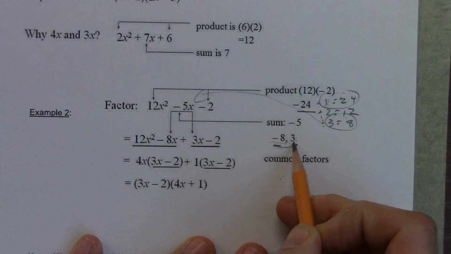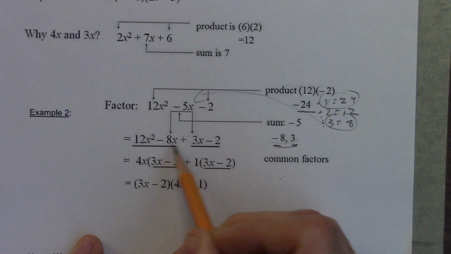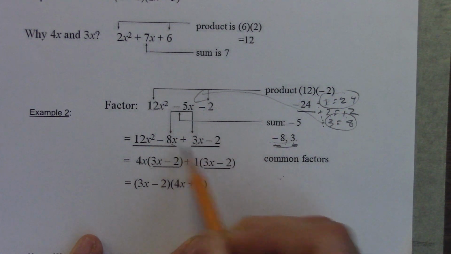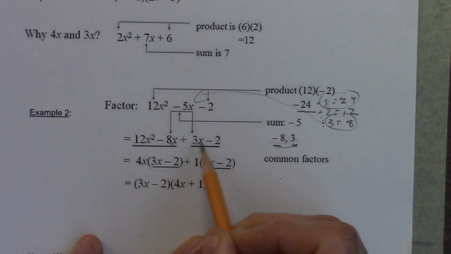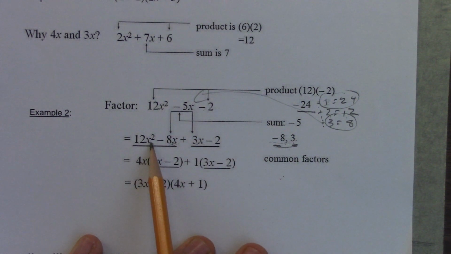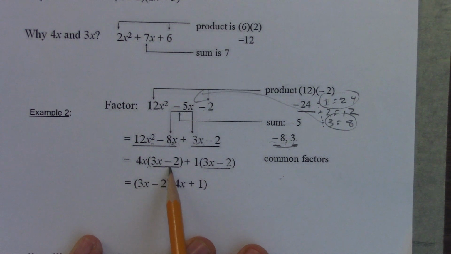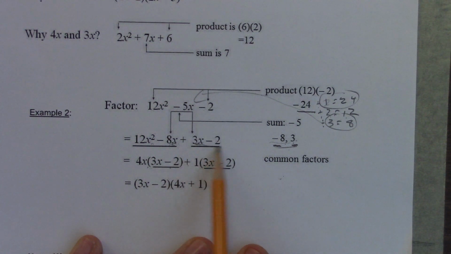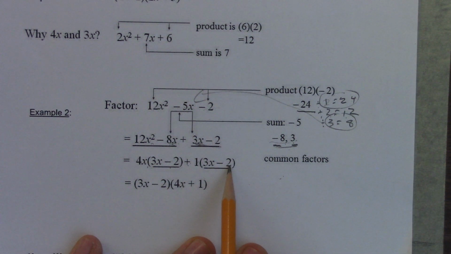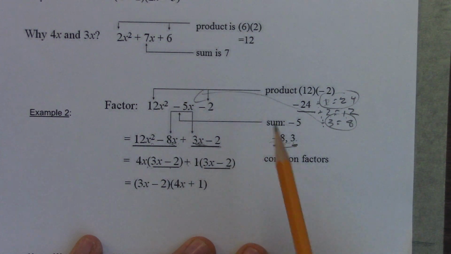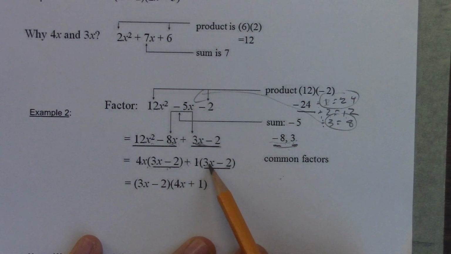Okay, so now I take negative 8 and 3. It doesn't matter the order that I put them in. I could put the 3 here and the 8 here, but I put them in the middle here. These are my two terms. Now I factor out the first two terms by what's common. It's 4x. I'm going to get 3x minus 2. And then here there's nothing common, so I'm just going to factor out a 1, and I'm going to get 3x minus 2. Now I'm factoring out what's common in these two terms. I get 3x minus 2.